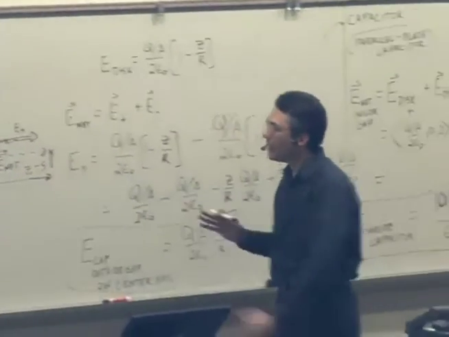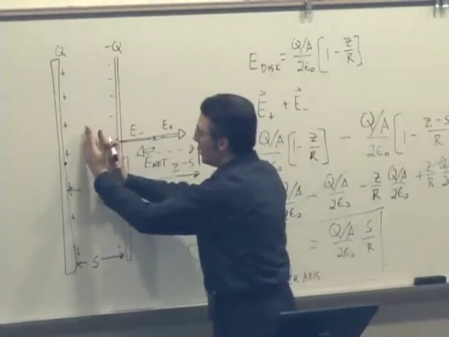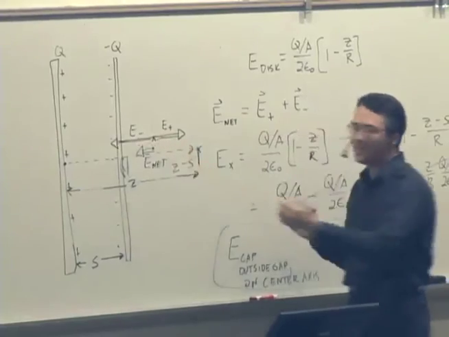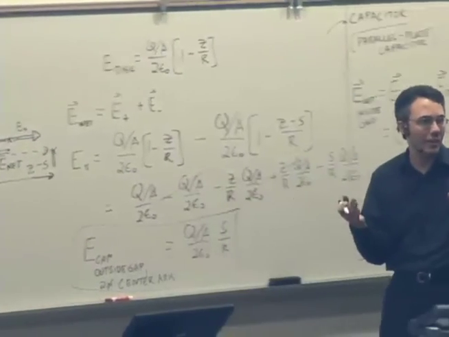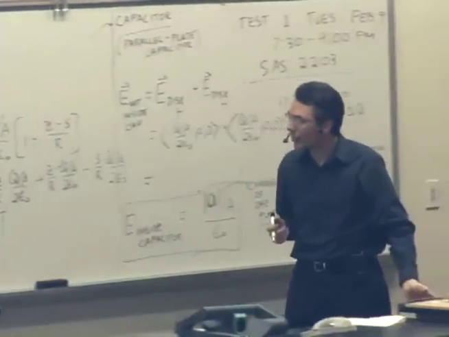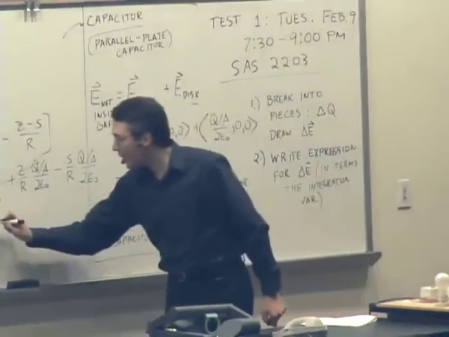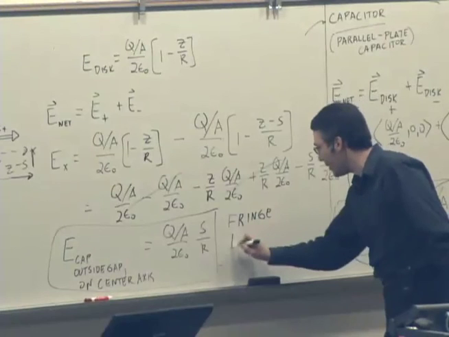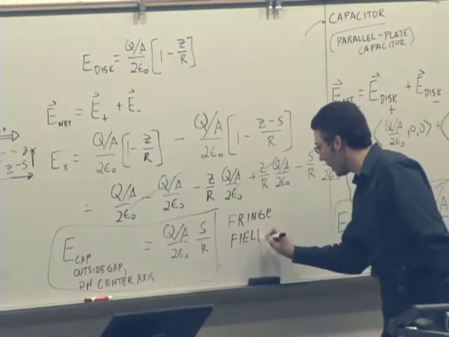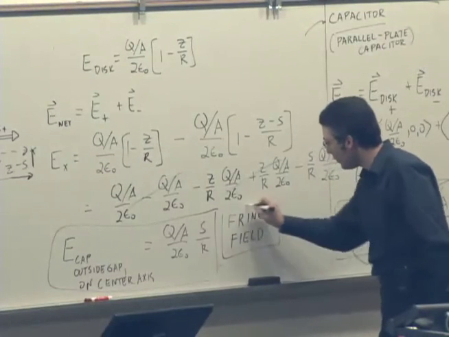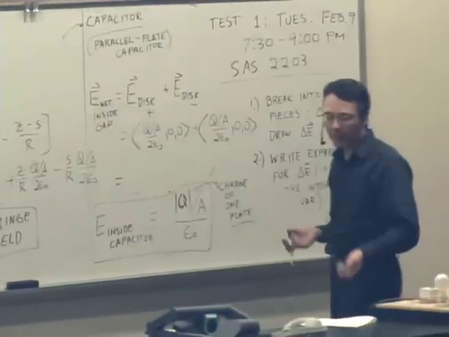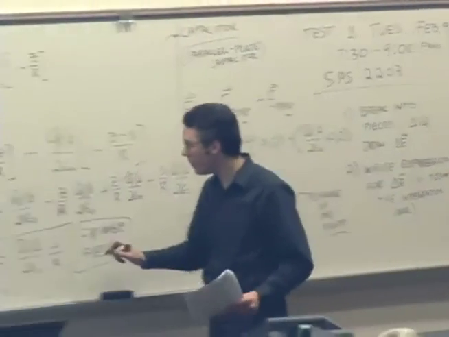If I squeeze these two plates together, that S gets smaller and smaller. These fields get closer to looking more identical to each other, and this gets closer and closer to 0. This thing is called the fringe field of a capacitor. So it's the field outside of that gap. It just has a special name, and we'll be using that occasionally through the semester as well.